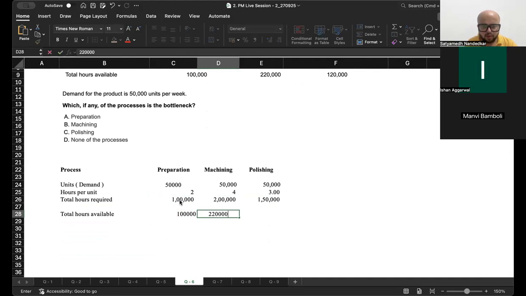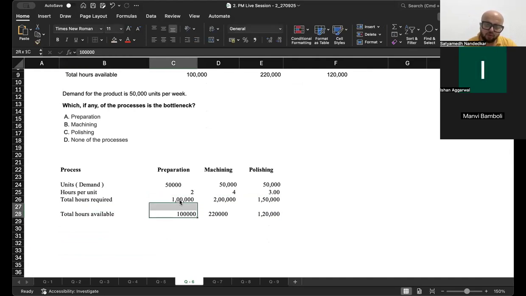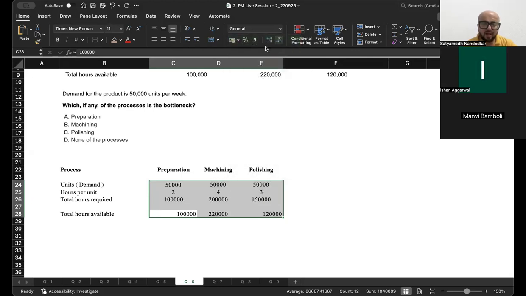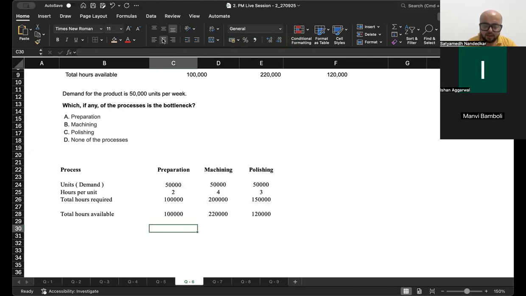1 lakh, 2,20,000, 1,20,000. To know what is your bottleneck resource, remember one thing: the availability of the resource should be less than the requirement of the resource. Okay? This is not a bottleneck. Why? Because hours available are 1 lakh and hours required are also 1 lakh. Here hours required are 2 lakh, hours available are 2,20,000, not a bottleneck. In the case of polishing, 1,50,000 is the requirement, availability is 1,20,000.